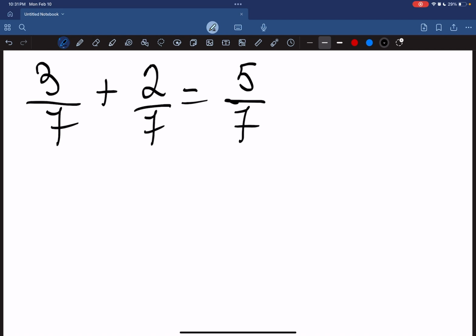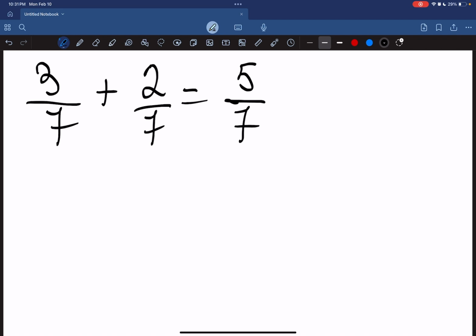All right, so what this represents is that when we add 3 sevenths plus 2 sevenths, we're going to end up with 5 over 7. What we did is keep the denominator and add the numerators.